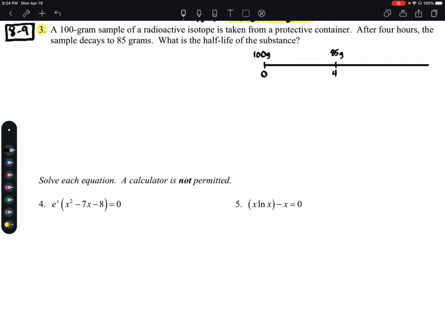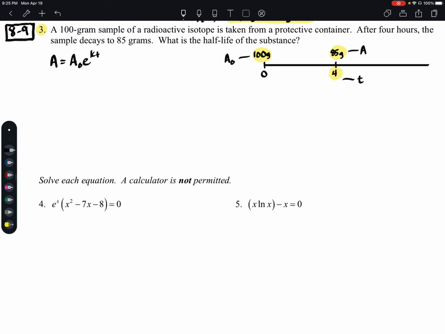So what we're going to need to do, just like the last problem, is figure out what our value of K is. So we should be starting to feel comfortable with this process. We're going to use these values. This would be our A naught, because that's the value we're starting with. This is going to be our new amount, so we'll call that A. And this is our time unit, so this is time. We're going to use all three of these to find what K is.